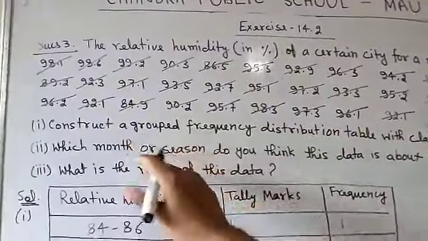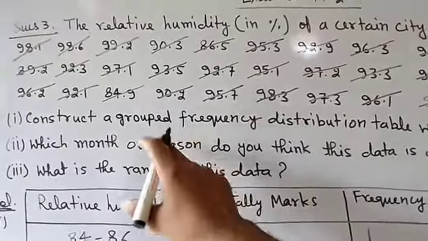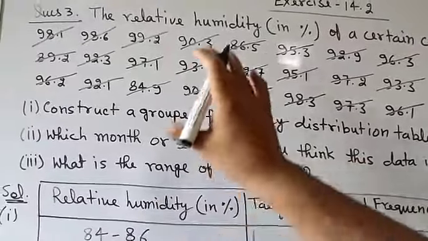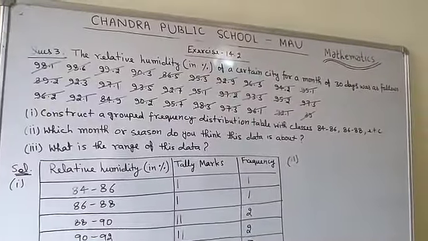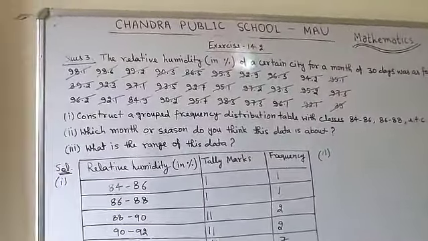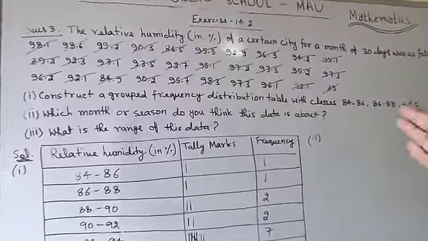So the second part answer is: this data is of the rainy season. You need to find the month or season, so you can write that it is the data for the rainy season. So you need to write this for the second, the data is given for the rainy season. So you can write it.